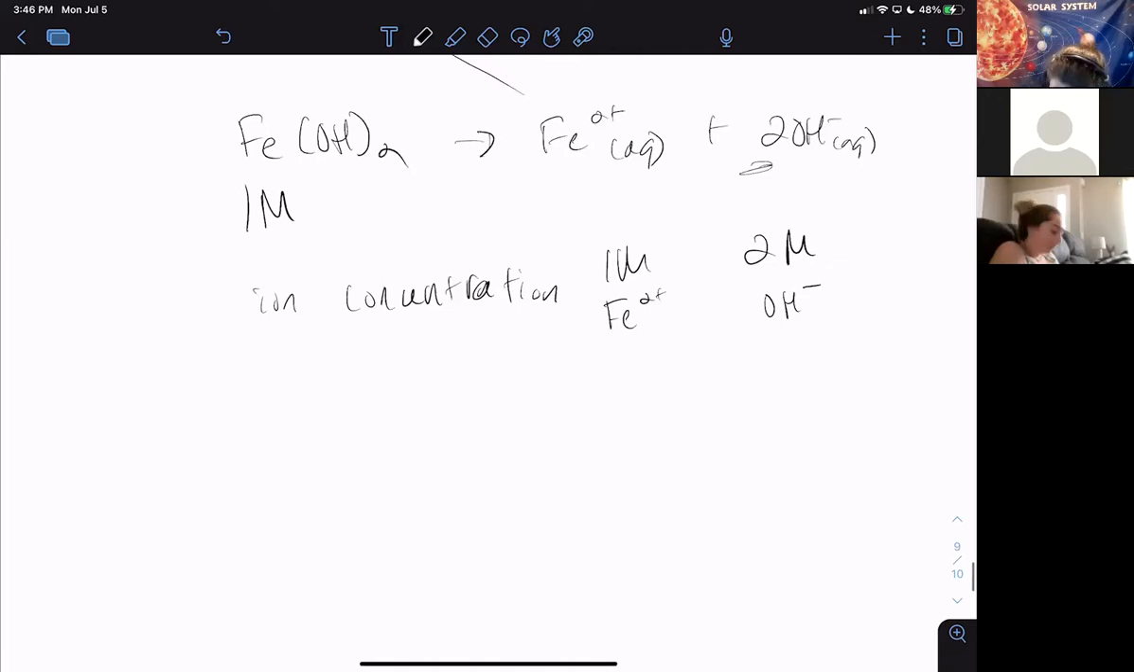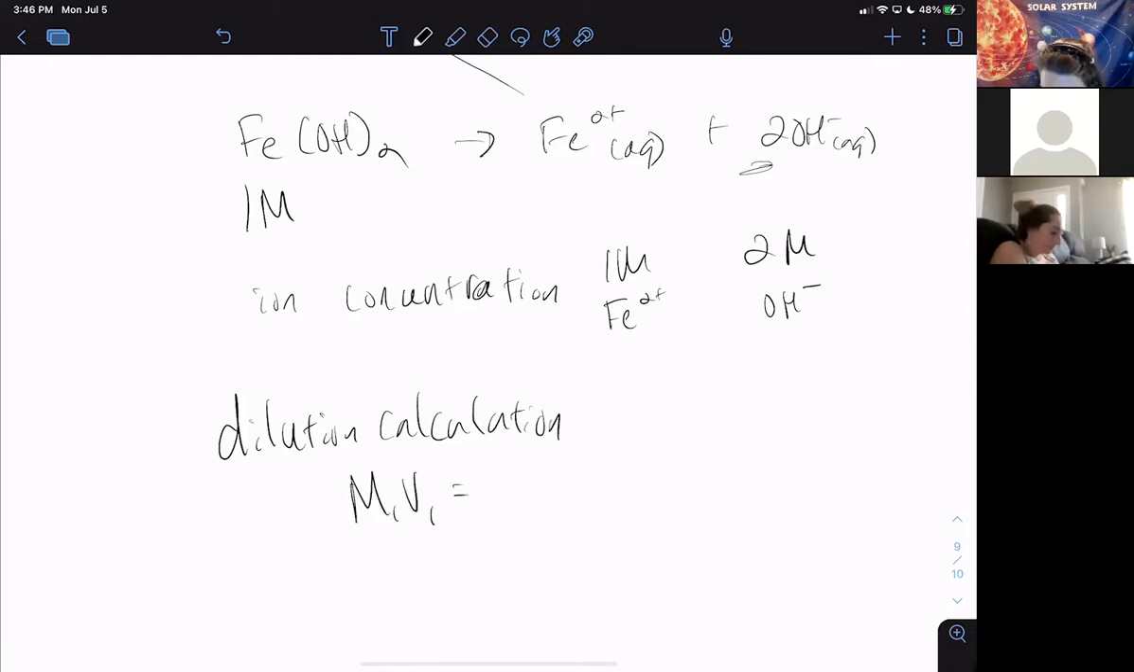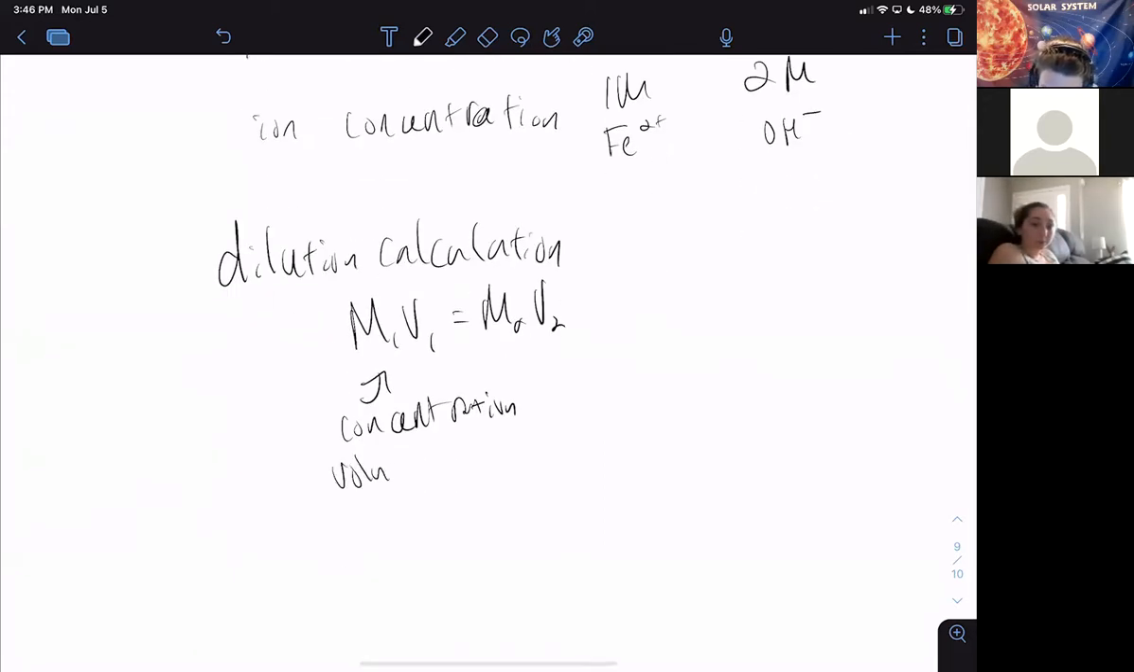You should know what the dilution calculation is. So you should know what M1V1 equals M2V2 is and how to use it. So this is the concentration and volume of stock solution.